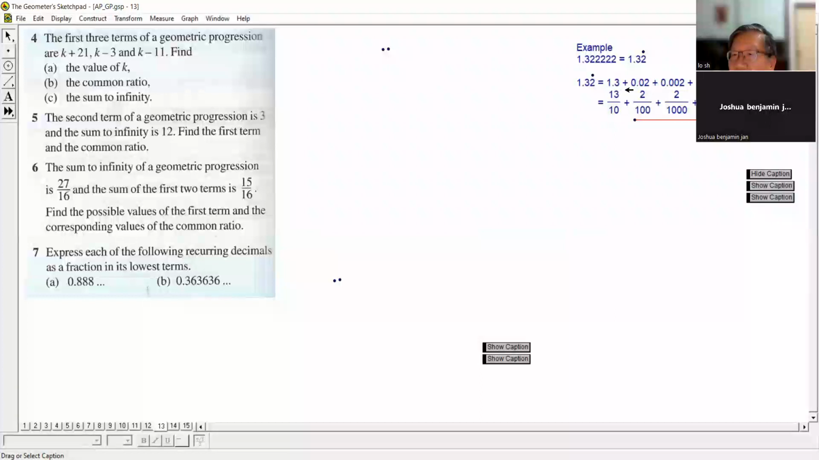1.322222 is 1.3 plus 0.02 plus 0.002 plus 0.0002. So you will have 1.322222 and so on. When I write it down in this form, you can see two things distinctly. The number that is repeating: this 0.02 is 2 over 100, this is 2 over 1,000, this is 2 over 10,000, then 2 over 100,000, and so on.